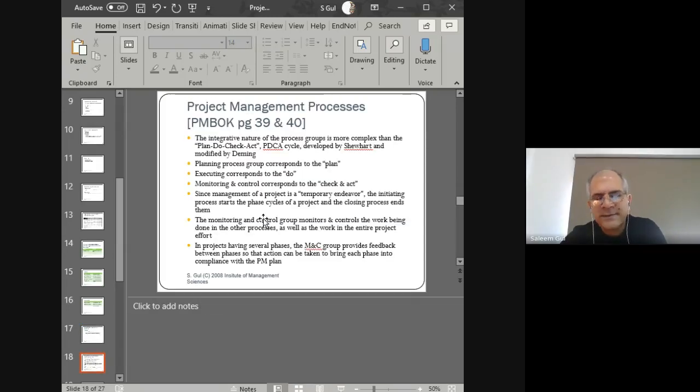Now, there's this other idea which was developed by Deming and then later modified by Shewhart, which is this idea of PDCA: plan, do, check, and act, right? You plan something, you do it, you check to see how you did it, and then if you haven't done it right, you act accordingly. And so, how does that idea fit into this idea of the project management life cycle or the phases of the life cycle? So that's very simple.